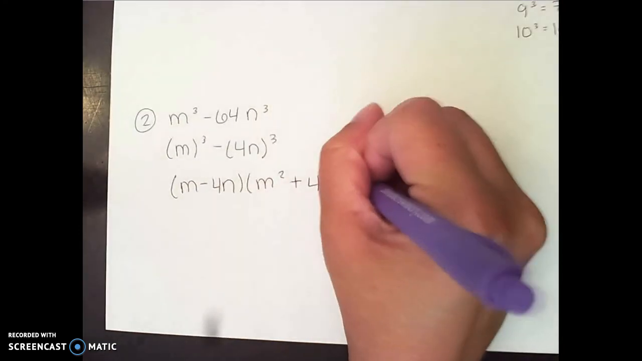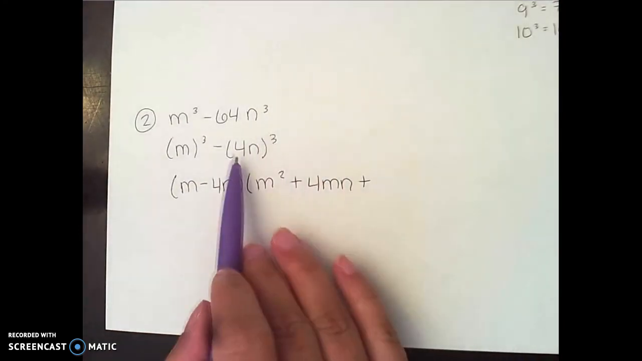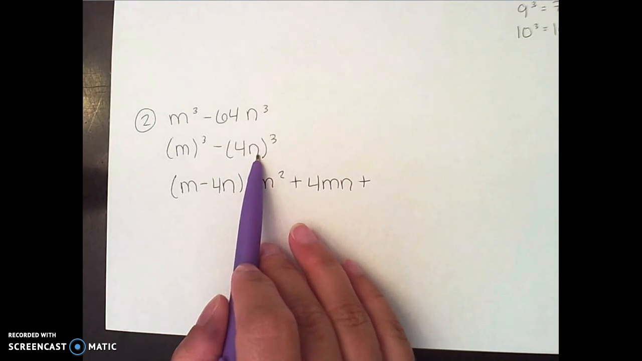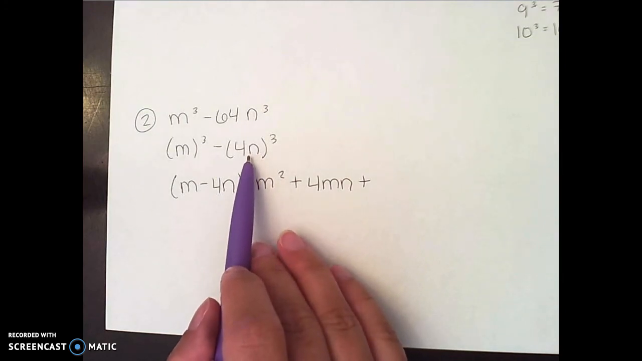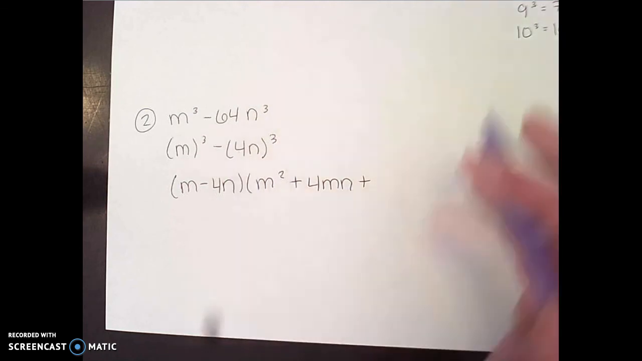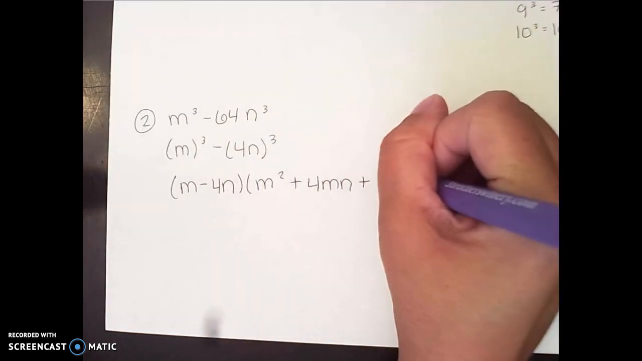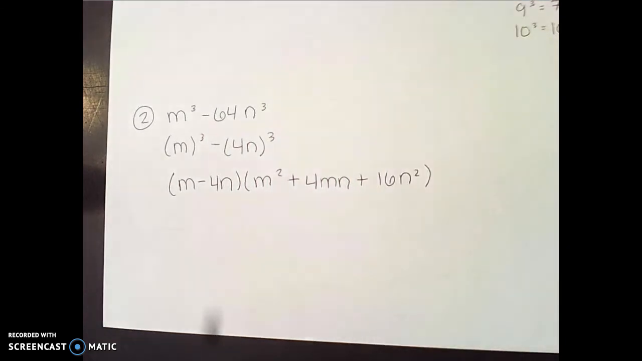Last sign is always positive, and I'm going to take 4n squared. Now be careful here, I'm squaring the whole 4n, not just the n. So 4 squared is 16, n squared, and that's my factored form.